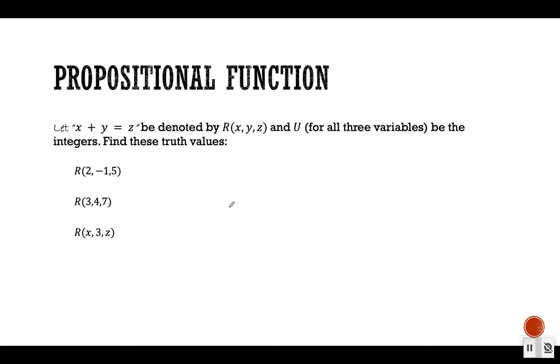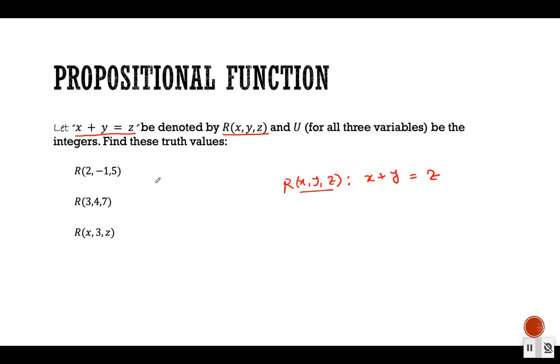So let's see some more examples. We have a predicate logic that looks like this: R of x, y, z. A predicate logic means a list of variables and a property. The list of variables can be one variable or more than one variable. So here this predicate logic says R of x, y, z such that x plus y equals z.